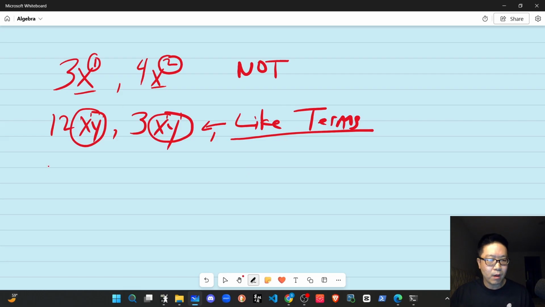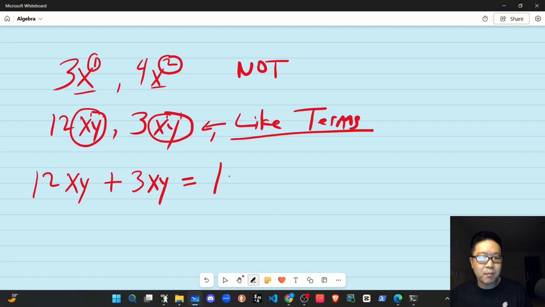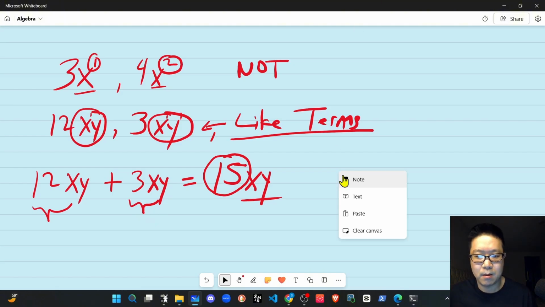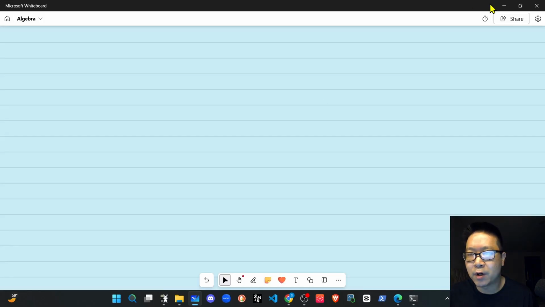So, same example, if we have 12xy and we're adding 3xy, because they're like terms, we can simply combine them into one term. So this would be 15xy. An important thing to note when we're combining like terms is that the variables stay the same. The only thing that changes is the coefficient. Okay? This basically says you have 12 xy's and this has 3 xy's. So when you combine them, you would end up with 15 xy's. Okay? And that's what we went over last time.